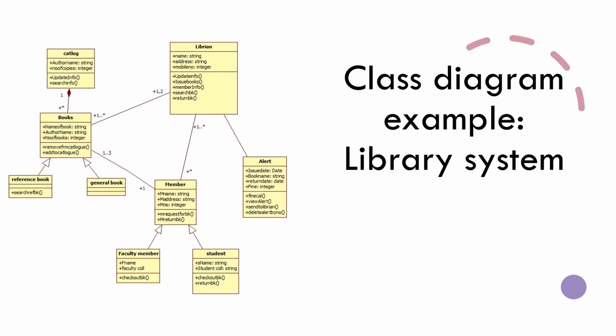Library system. Any of you creating a library system? So this is a librarian. They have the member, whether it is a faculty member or student member. They have books. They manage books, reference books, general books. What is left behind? Borrowing and returning, right? That information is not included here.